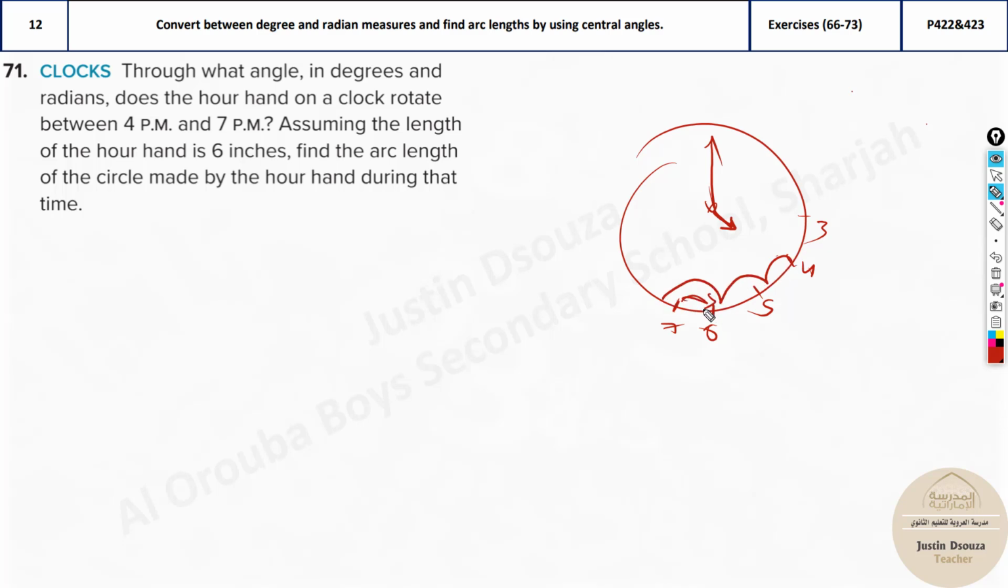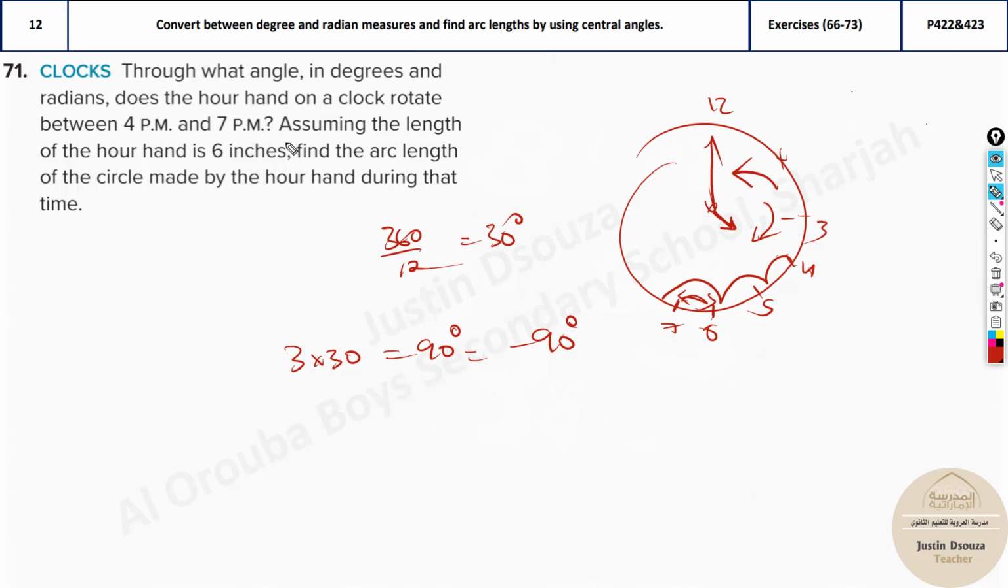Now how much is 1 hour? It's 30 degrees. How do you get that? 360 divided by 12. 12 is the total number of hours, right? That'll be 30 degrees. So we know each hour is 30 degrees. From 4 to 7, it is 3 hours. 3 into 30, that is 90 degrees. But what will be the sign? It'll be negative 90 degrees because it's moving in the clockwise direction. If it was anti-clockwise, then the angle is positive, otherwise it's negative.